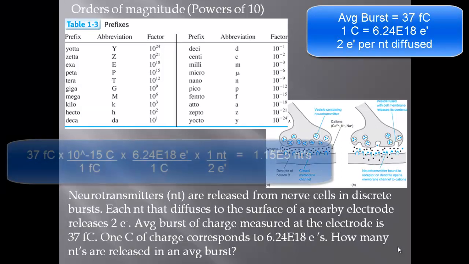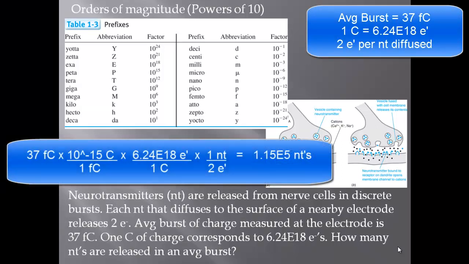So what you do is you write 37 femtocoulombs, and you know that 1 femtocoulomb is 10 to the negative 15th coulombs. And if you didn't take my general chemistry course, you know that the power of 10 always goes with the base. So you change the base. So 10 to the negative 15th goes with just the coulomb. And you put a 1 in where the femtocoulomb is.